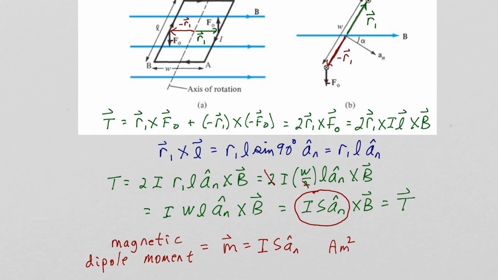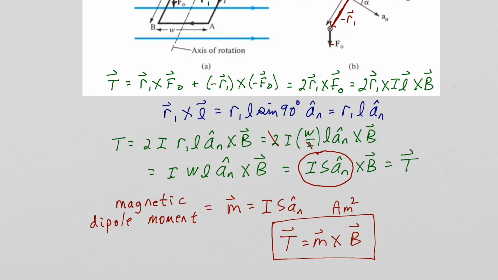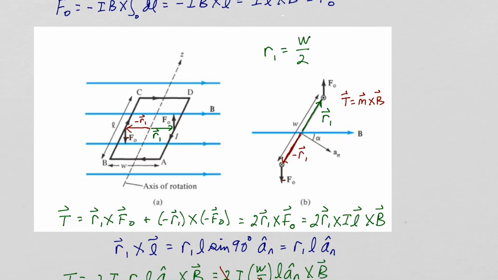squared. So if you have a current loop in a magnetic field, that current loop will experience a torque whenever the magnetic dipole moment is not pointing in the direction of the magnetic flux density field. If you put the fingers of your right hand in the direction of the current flowing around this rectangular loop, your right thumb would point in the direction of this vector A sub n here. So that would be the direction of the magnetic dipole moment.